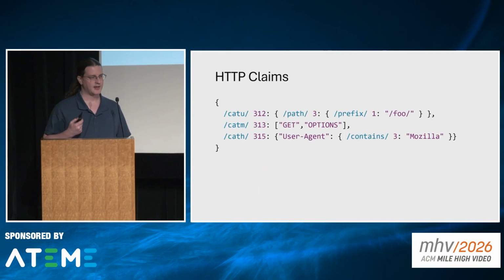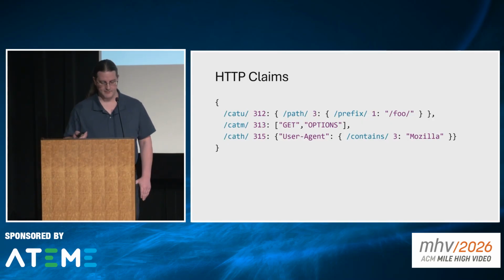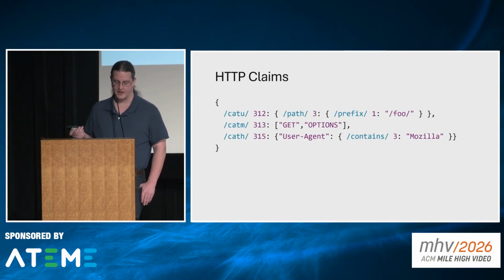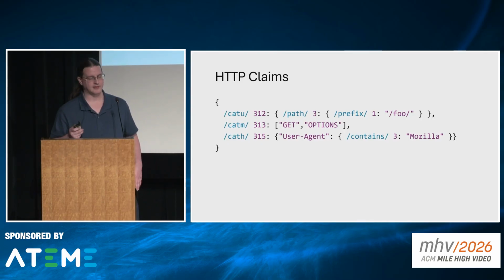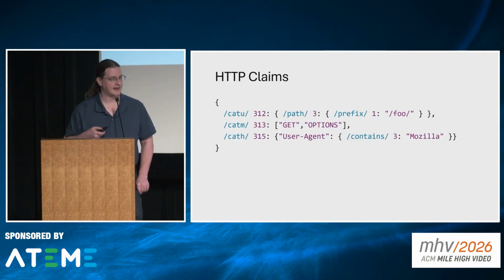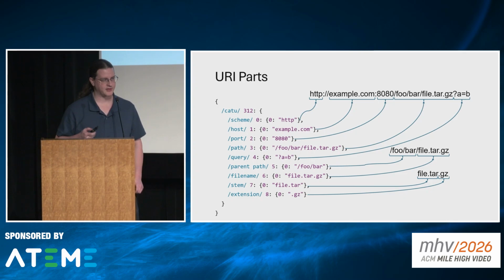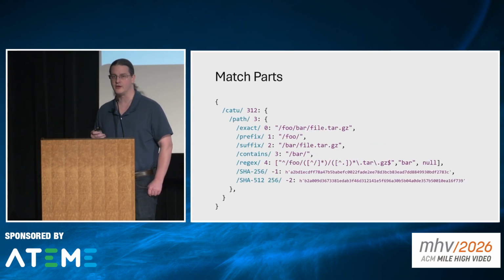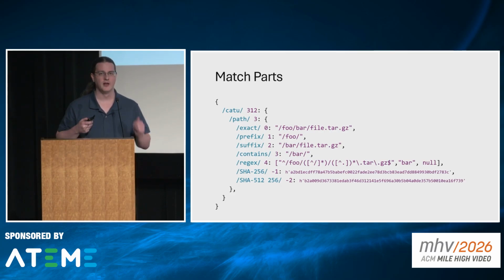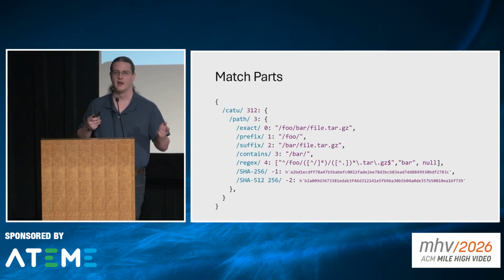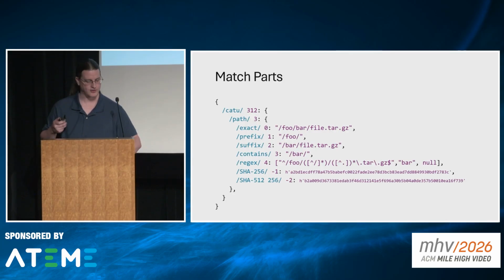The CAT-U claim limits the URI. CAT-M is the method, and CAT-H is the header. For both of those first two, though, they take a match object. In this example, you can see it matches a path that has a prefix of foo. All the various parts of the URI can be matched against, and there are a bunch of different pieces that you can match. Those include regex. Note that regex is a POSIX ERE, which means it is text directed, not regex directed, and immune from catastrophic backtracking.